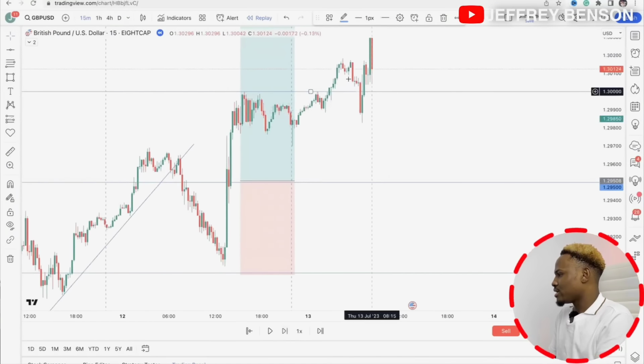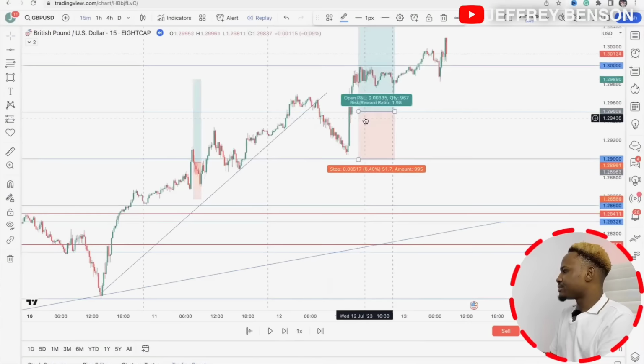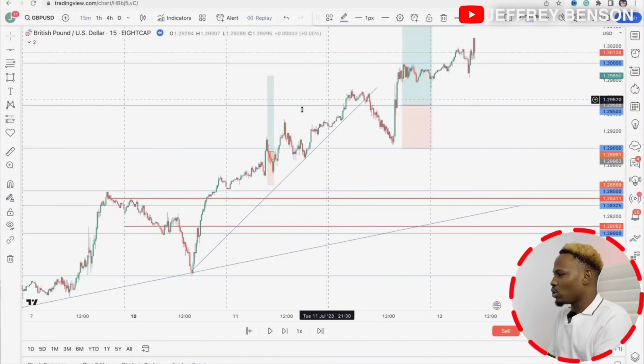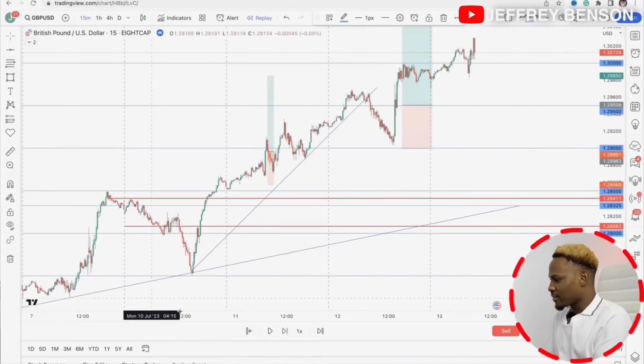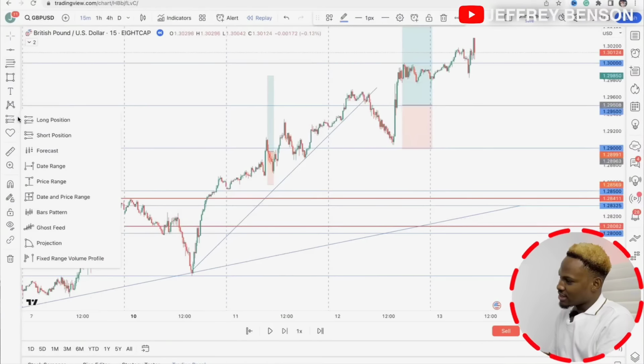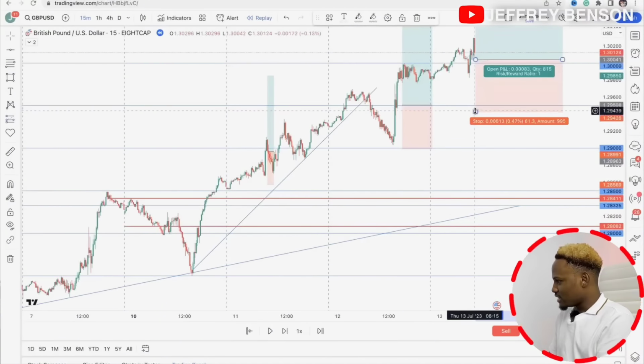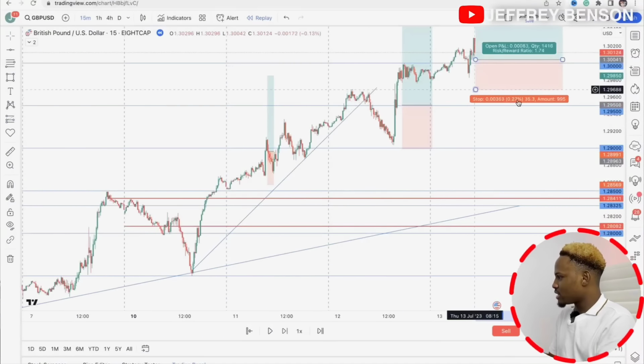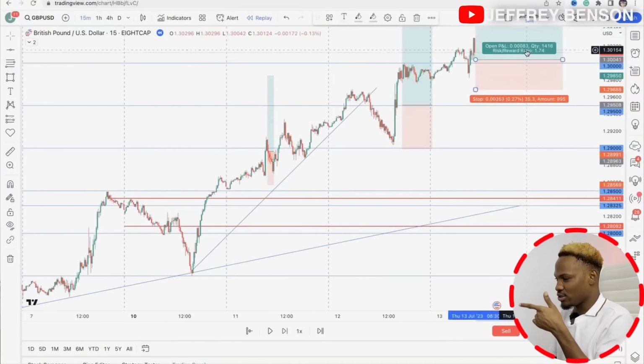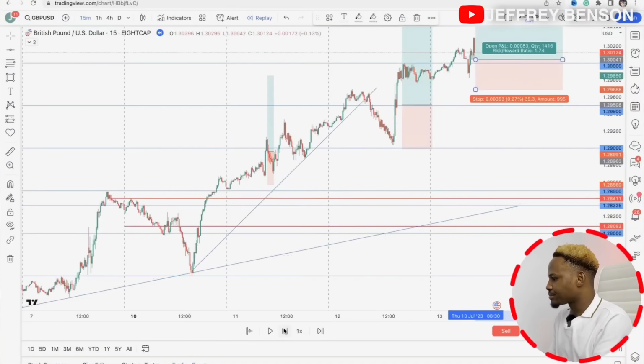Yeah. Okay, seeing this action here, I would like to long again here. I would like to buy. I'm buying because it's in the direction of the trend. I'm risking 35 pips again, so I should catch 35 times 2. That should be 70 pips.